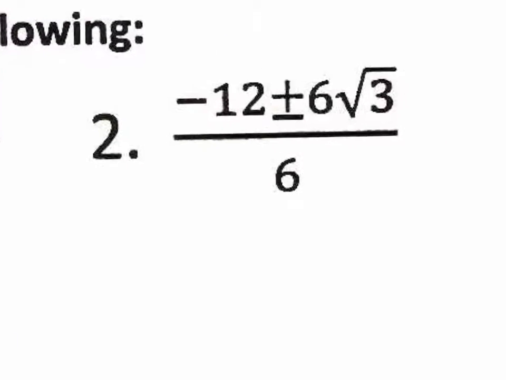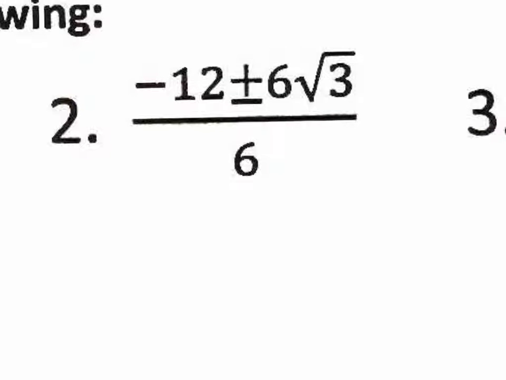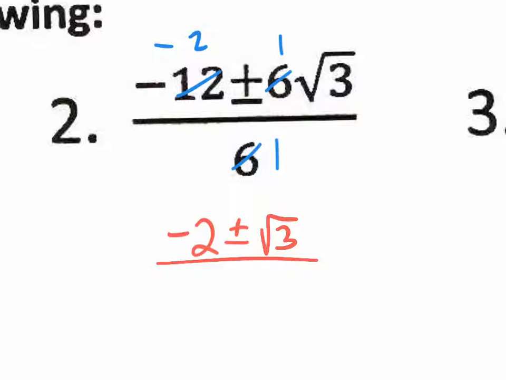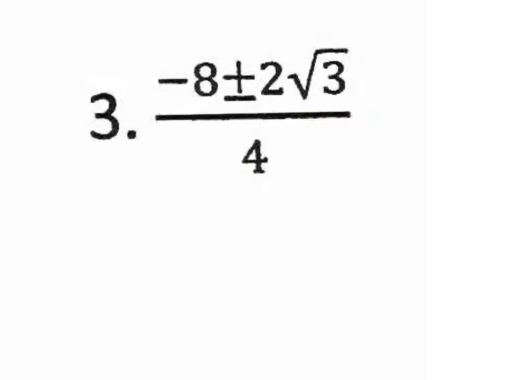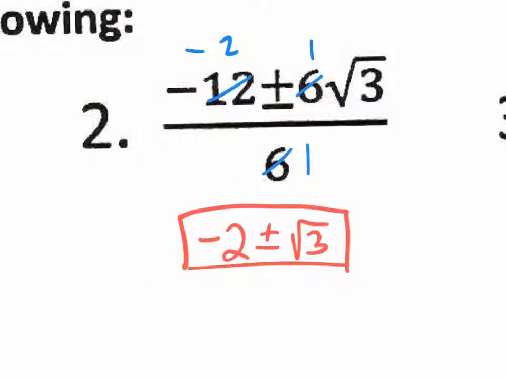So let's look at another example from the notes today. Let's divide all 3 of those by what? 6. By 6, right? So divide by 6, you get a 1. Divide by 6, you get a negative 2. Divide by 6, you get a 1. So our answer is, instead of negative 12, it's negative 2 plus or minus square root of 3. You don't need a 1 in front of the square root of 3. You just write square root of 3, all divided by 1, which means you don't need it divided by 1. So this is the answer right here.